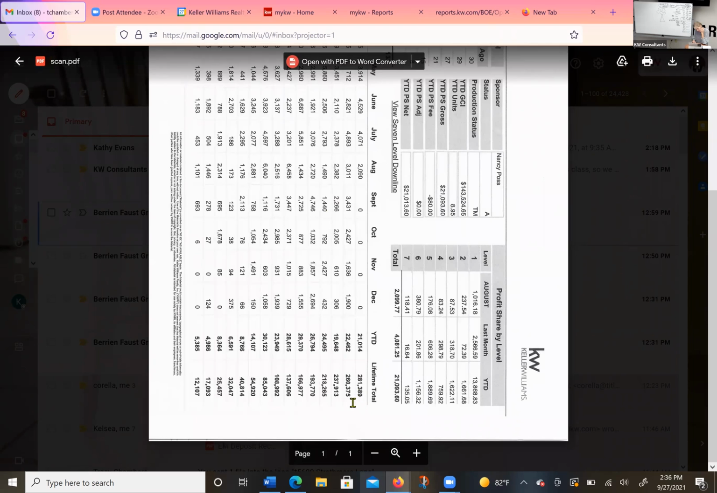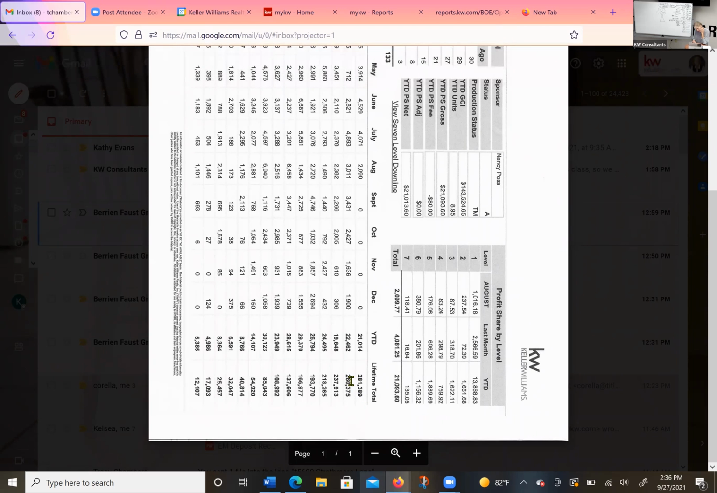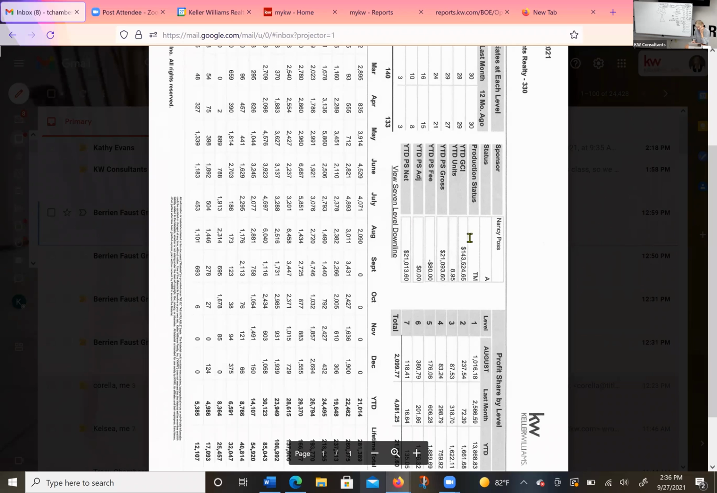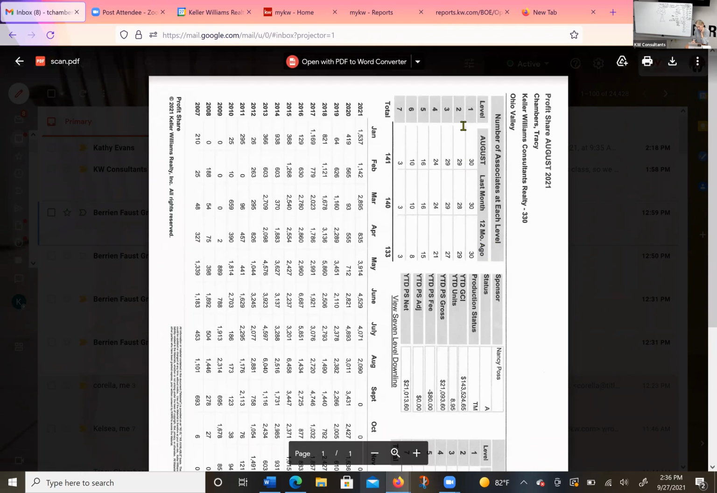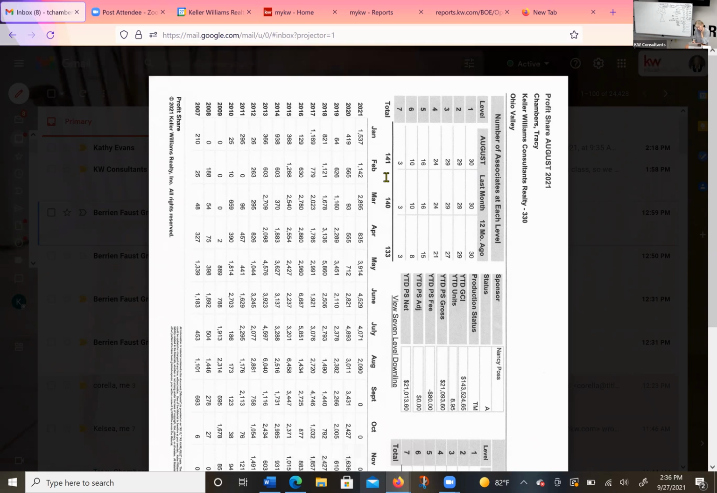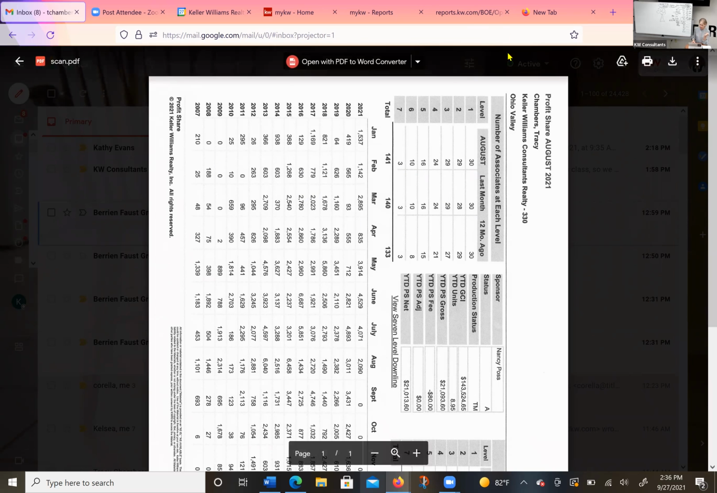It tells you that at the end of this year, I'll probably make close to 290, or lifetime 290,000. So it's real. It tells you who your sponsor is. It tells you all the information about what level you are and how many people you have at each level. Like level 1, I have 30 people. I have a total of 141 people. I have 3 in level 7. It's hard to get to 7. So you can get to that through your reports.